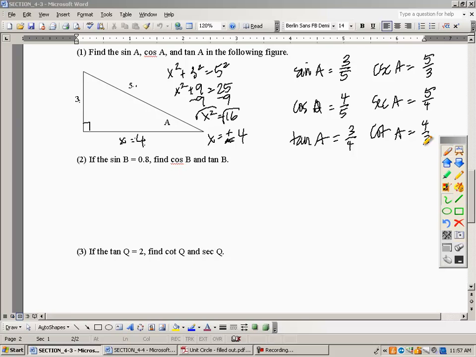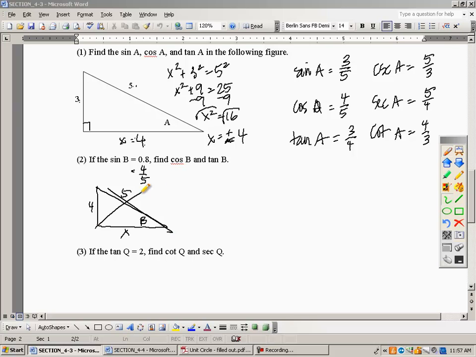Number 2 is also an Algebra 2 question, and I'm going to show you 2 ways. The first thing they tell you is sine B is 0.8. 0.8 is a nice decimal. If you were to turn this decimal into a fraction, you would find it's 4/5. The Algebra 2 way would be to draw a triangle and find 4/5 and do exactly what we did before to find the other side and go from there. But this is the Algebra 2 way.